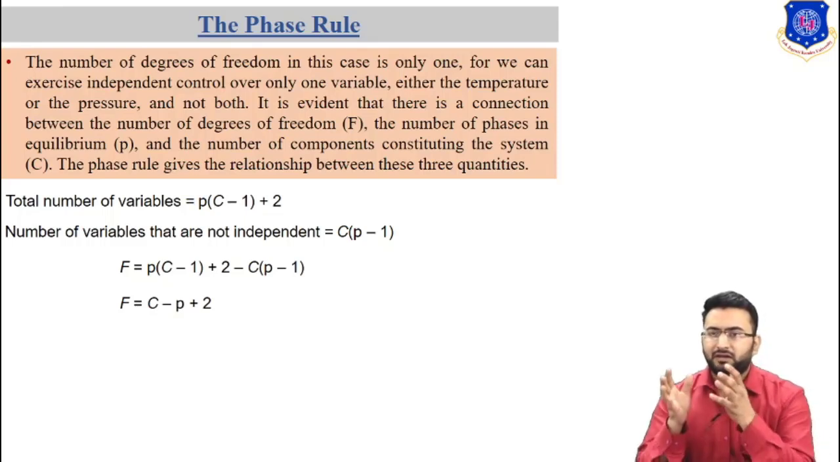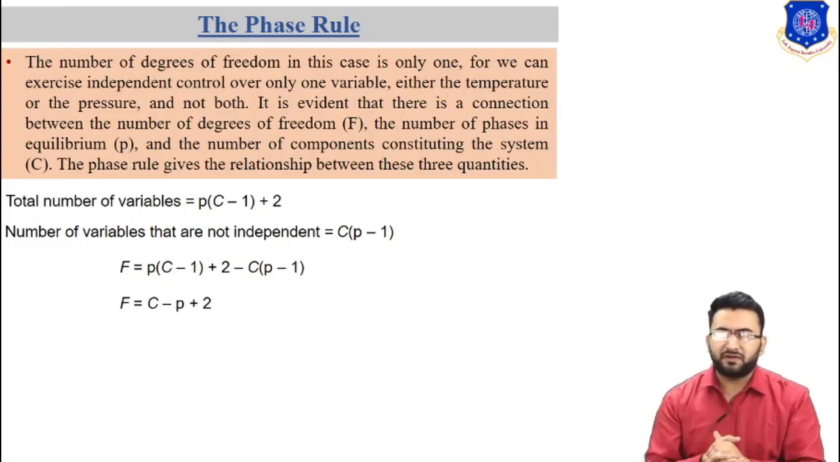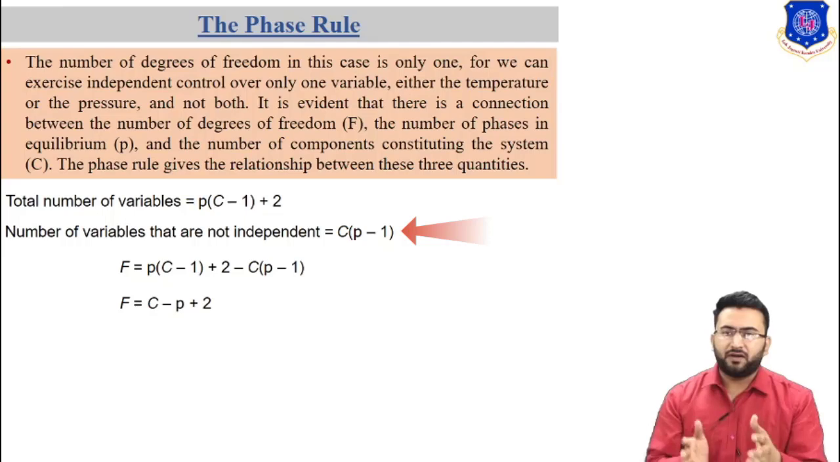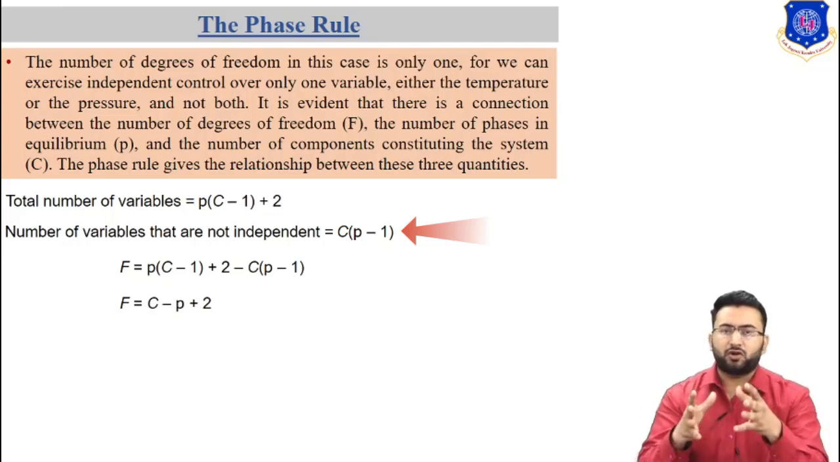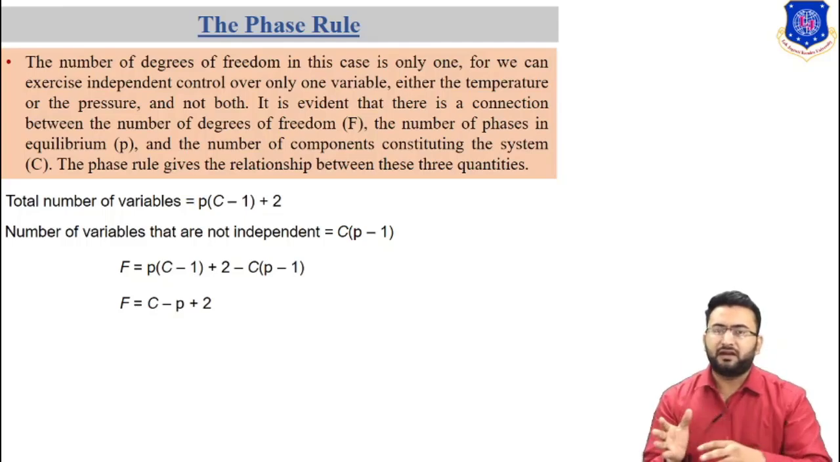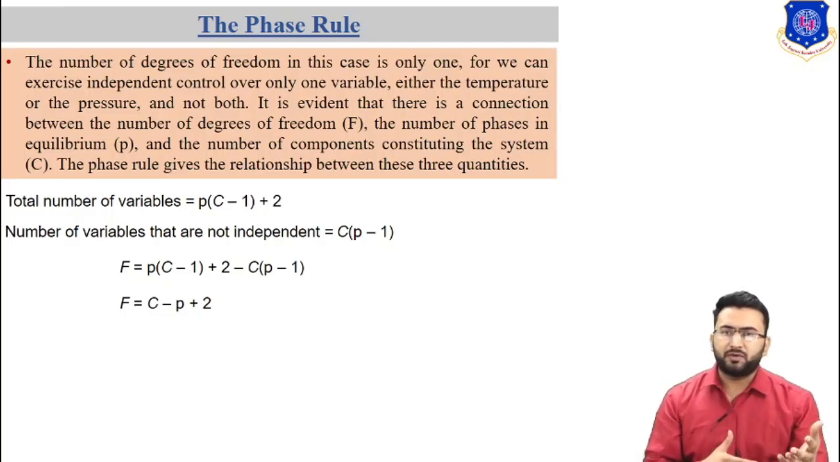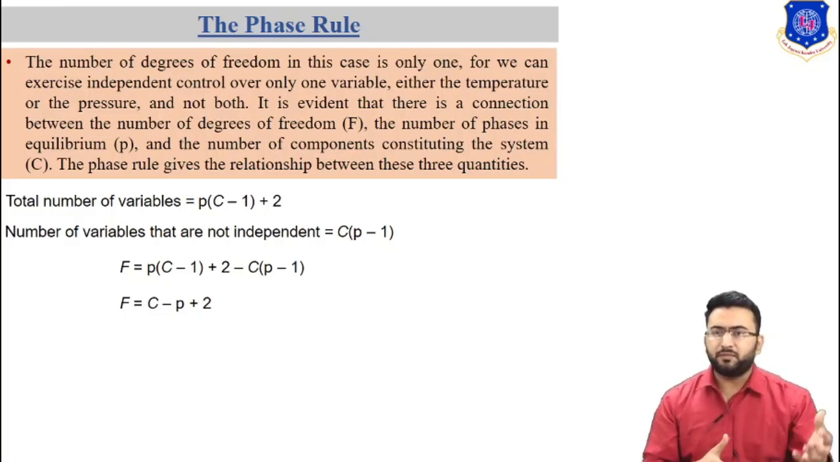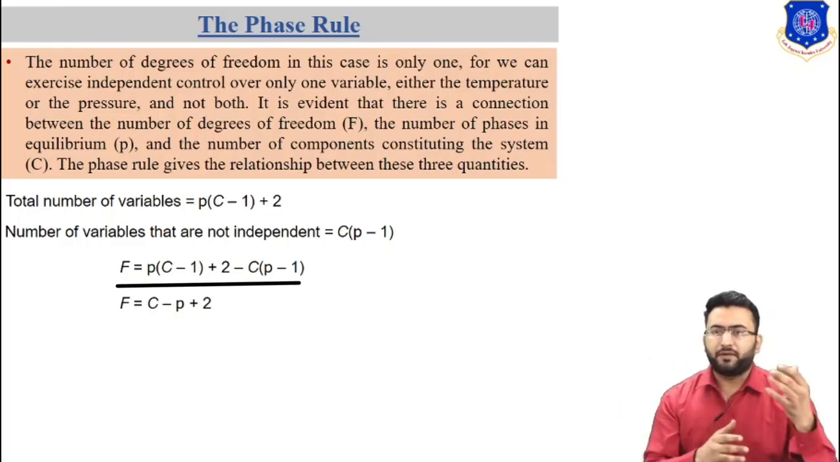For any component, there exist P minus 1 equations connecting the concentrations in the P phases. Since there are C components, there are C times P minus 1 independent equations, which automatically fix those variables. So the number of variables that are not independent is given by C times P minus 1. The number of degrees of freedom, which is equal to the number of independent variables that must be arbitrarily fixed to define the system completely, is obtained as the number of variables minus the number of equations.